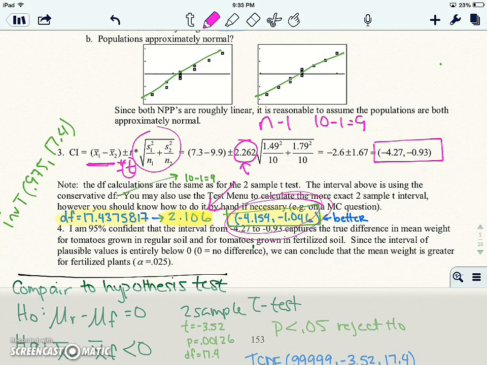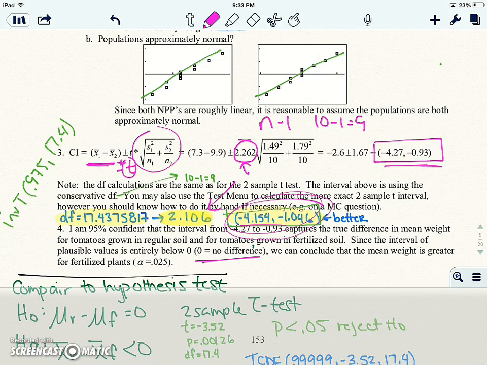And now all we have to do is look at our last step. I am 95% confident that the interval from, and you can use this one or this one, captures the true difference in mean weight for tomatoes grown in regular soil and for tomatoes grown in fertilized soil. Here's the key part that answers our question. Since the interval of the plausible values is entirely below 0, and 0 means no difference, we can conclude that the mean weight is greater for fertilized plants.